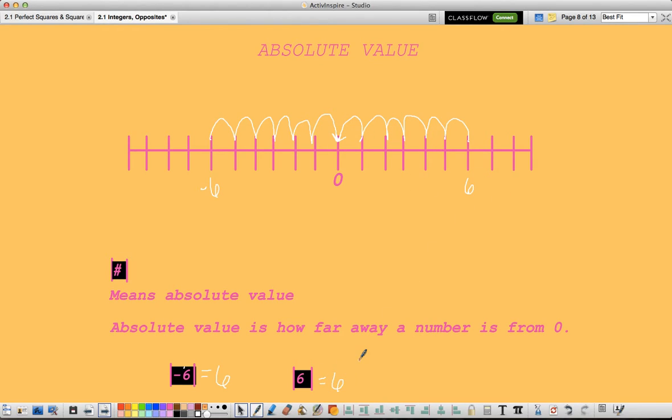So you're going to notice that your opposite numbers will have the same absolute value because they're the same distance from 0 but in different directions. So when we're talking about the absolute value, we're taking the direction part out of it and just looking at how many spaces we are from 0.